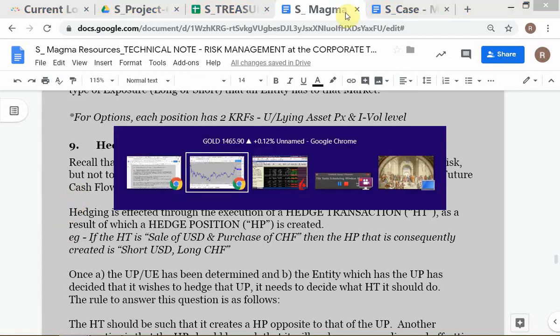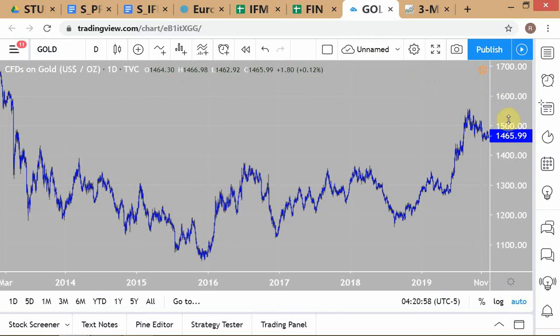So in this case, what you're going to do is you're going to sell gold. Yes? Because if your transaction is sale of gold, then the resulting position is going to be a short position. If you do a sale of gold, then your resulting hedge position will be a short position, which will offset the losses on your underlying position.